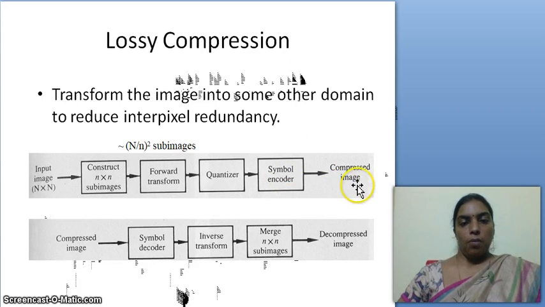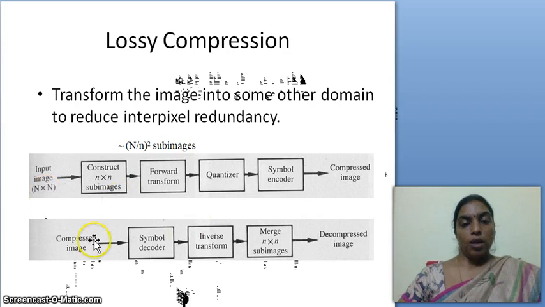After getting the compressed image, we have to decode the image from the compressed image. So here we have to perform the reverse operation. Here is the symbol decoder, so use the decoding techniques. Now the inverse transform: convert the frequency domain representation into the spatial domain again. If I use DCT here, I use the IDCT; if I use Walsh, then inverse Walsh, like that. Then merge the n by n subimages.